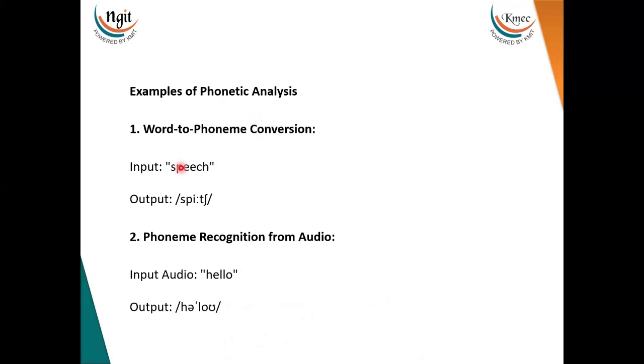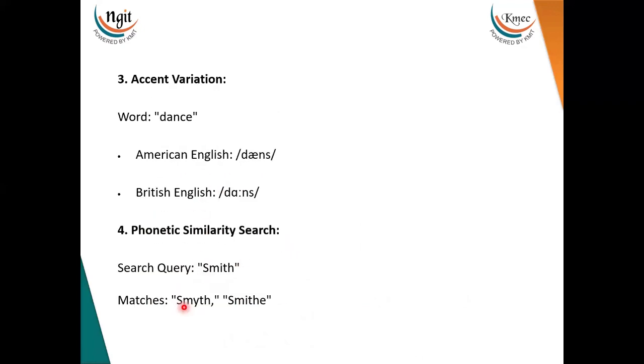So, examples of phonetic analysis. You can see the word to phoneme conversion. If the input is given as speech, you can see the phonetic transcription. Next, phoneme recognition from audio is this. Next is accent variation. For a particular word, dance, in American English and British English, you can see the variation that can be observed in the phonetic analysis.